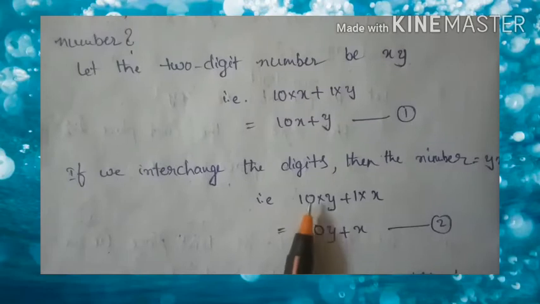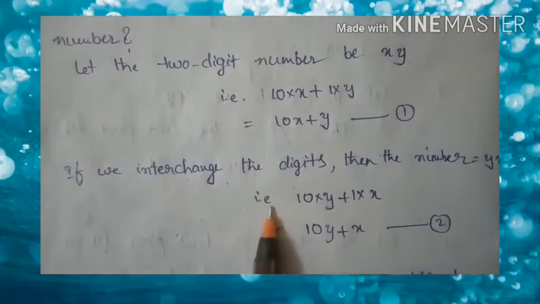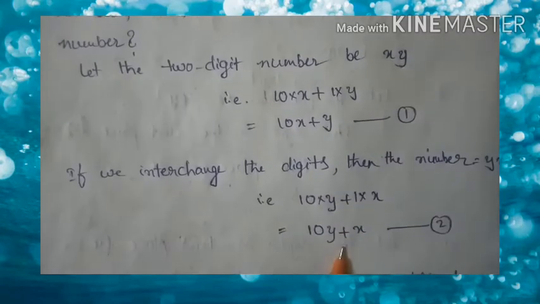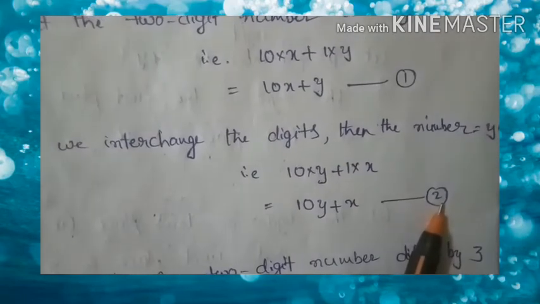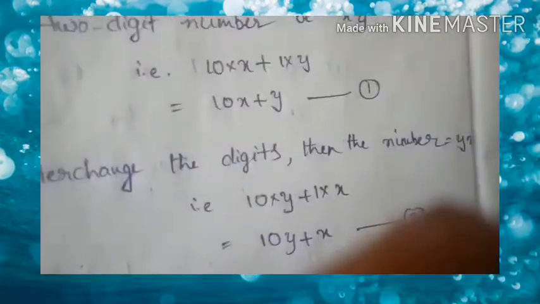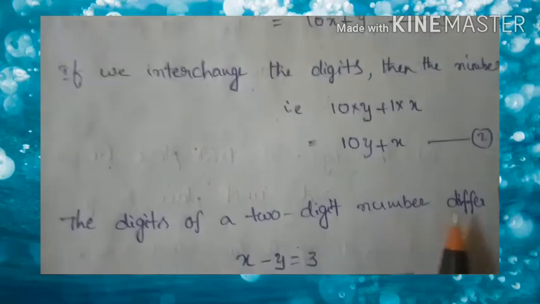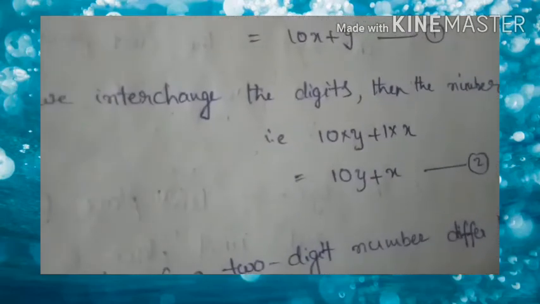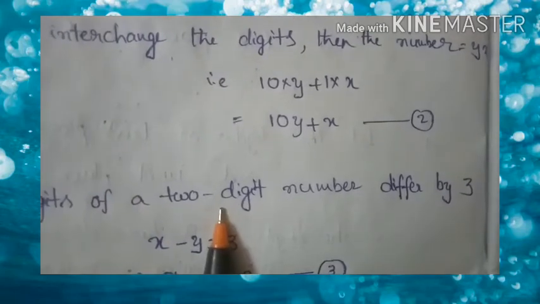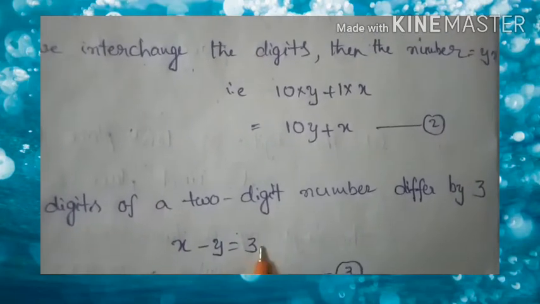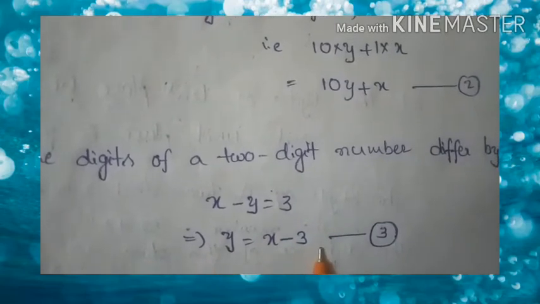How can you write it in the general way? 10 into y plus 1 into x. That means 10y plus x. Take this as equation number 2. Now, the digits of a 2-digit number differ by how much? 3. This is condition 2. So x minus y is equal to 3. Therefore, y is equal to x minus 3.